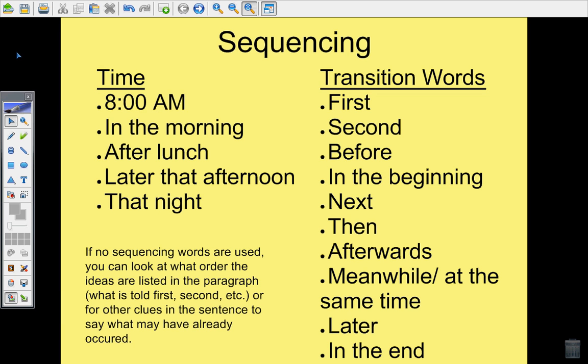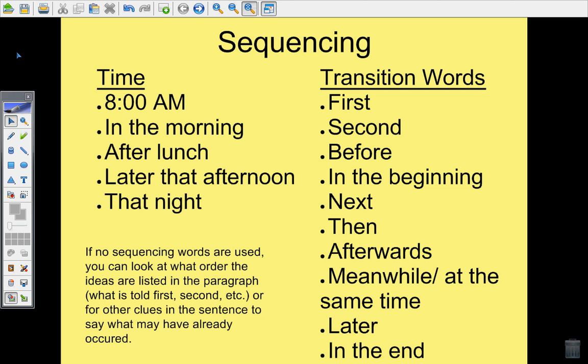Today we're going to talk about sequencing. Sequencing is putting things in order based on time or the order that they happen. Authors use sequencing to help make a story make more sense. We use sequencing in everyday life. You don't put on your shoes first and then your socks. You do your socks, then your shoes.